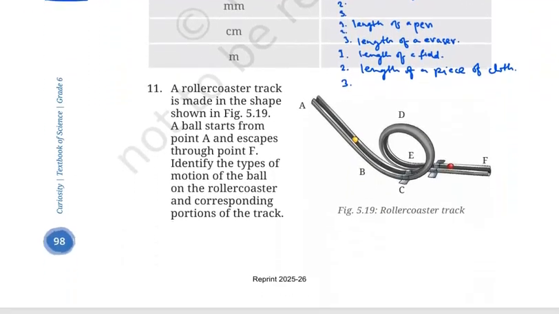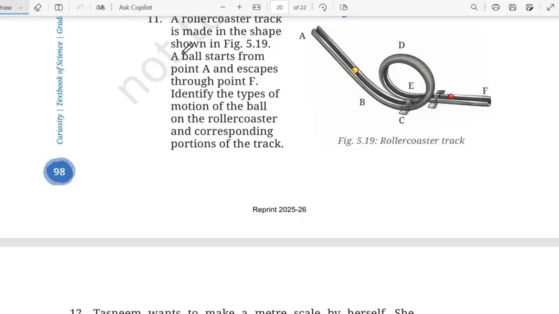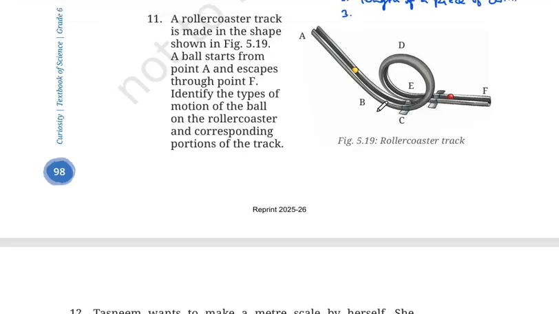Now coming to question number 11. Question number 11 says, a roller coaster track is made in the shape shown in 5.19. A ball starts from the point A and escapes through point F. Identify the types of motion of the ball on the roller coaster corresponding to portions of the track. So at A, B, C, E, D, F, these are the points. What will be the motion of the ball when it is crossing these points? Okay, so let us find out.